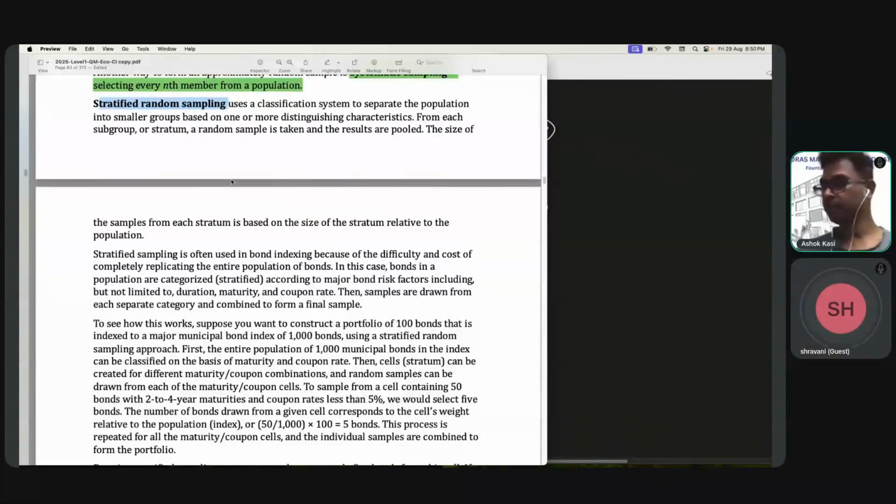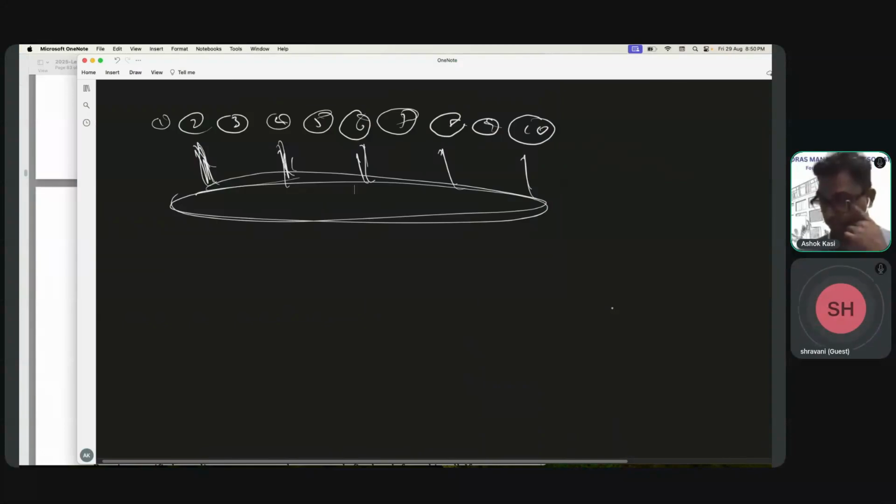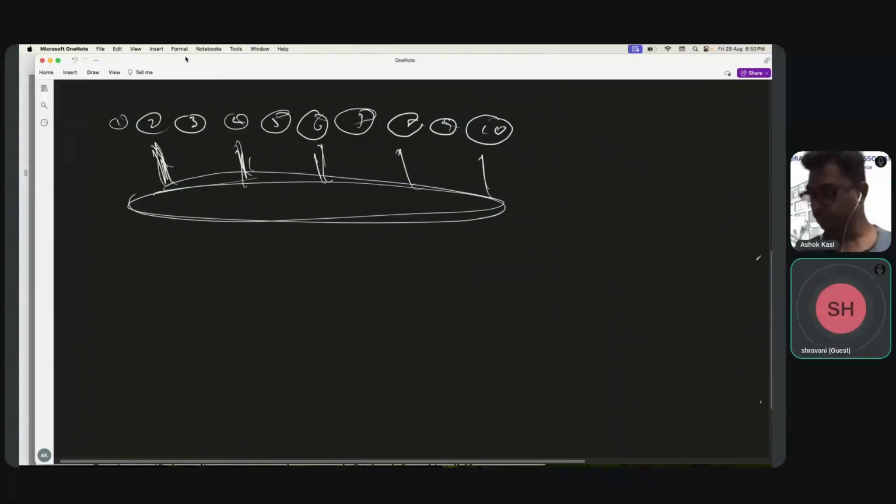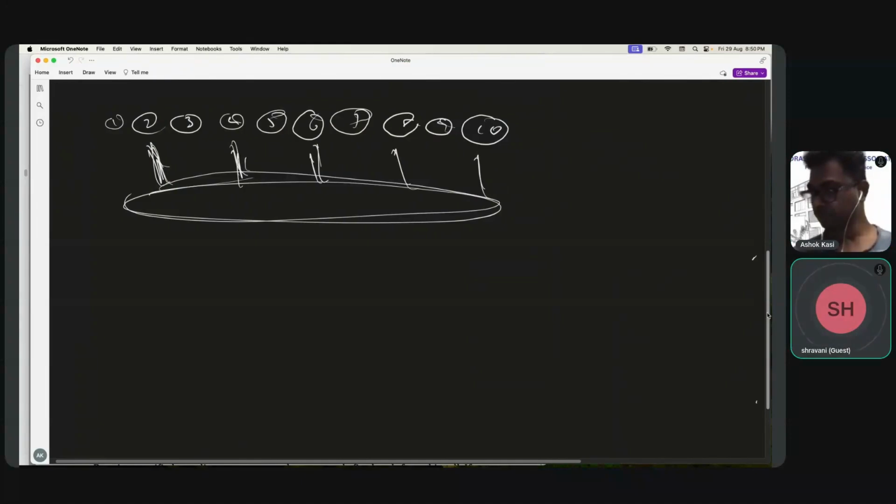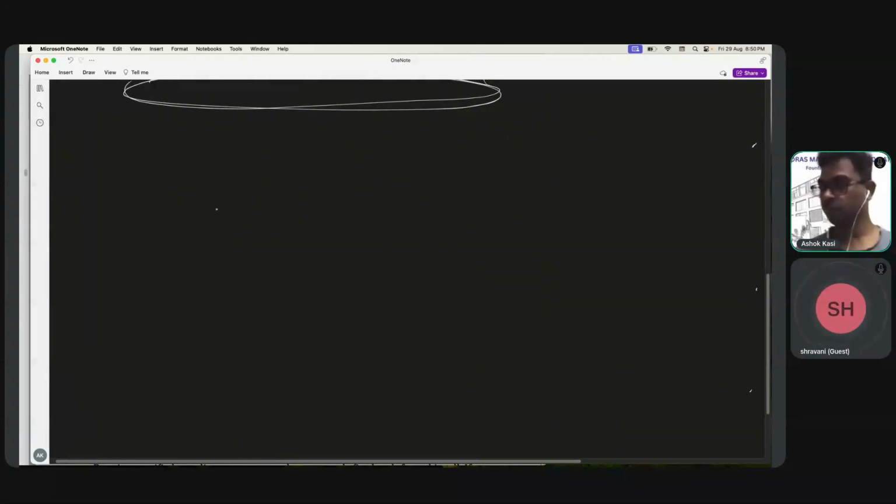Stratified random sampling means what? From the population of data, you are creating strata. Strata means what? Your group. Say for example, you are creating a group.